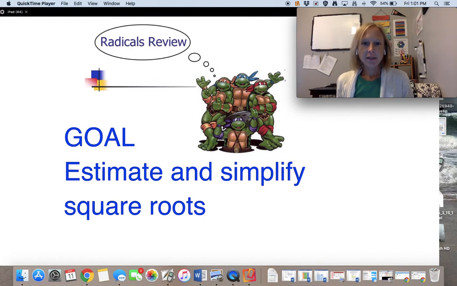Algebra 2 students, this week we are going to be reviewing some skills from Algebra 1. These skills are things that you probably practiced in geometry as well. So we're going to start today with 1.3, the section title, and this is estimate and simplify square roots.